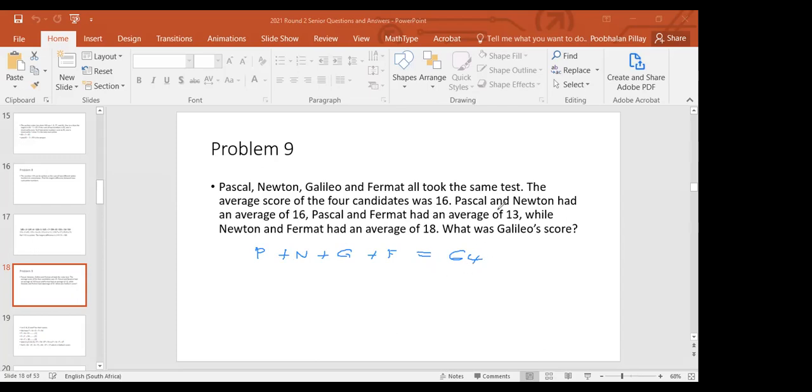That's your equation. Now, Pascal and Newton, their average was 16. So when you add their scores, you're going to get 32. And Pascal and Fermat, they had an average of 13. So when you add their scores, you get 26. And Newton and Fermat, if you add their scores, you get an average of 18, which is 36. And the question is, what is Galileo's score?